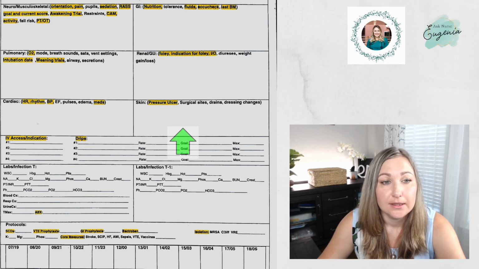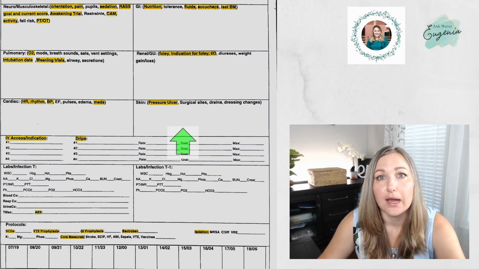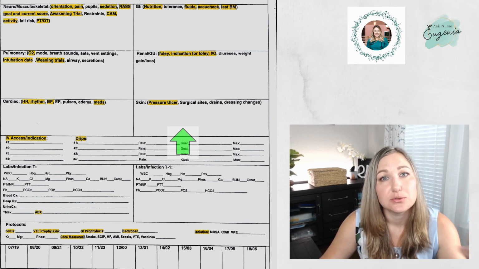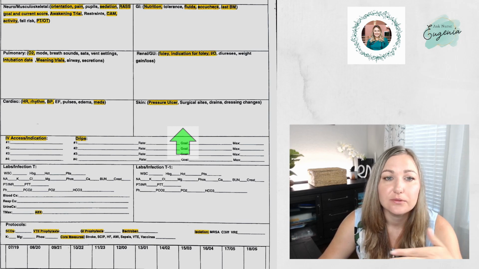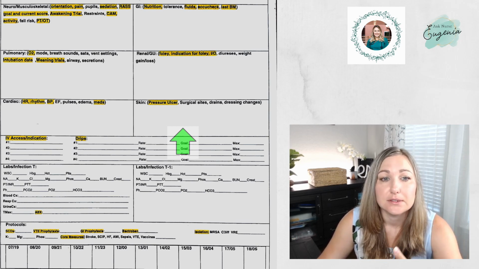The next, skin. Again, that's where I put my restraints to make sure I chart on them and check on the skin. Pressure ulcers, do they have any wounds? Oh, and what stage those ulcers are? Do they have any surgical sites? Do they have any drains, JP drains, and what their output was for the last 24 hours or for the last shift? What color is the drainage? Is it bright red? Is it serosanguinous?